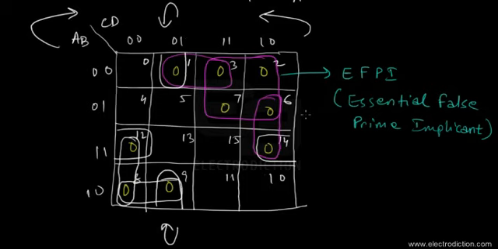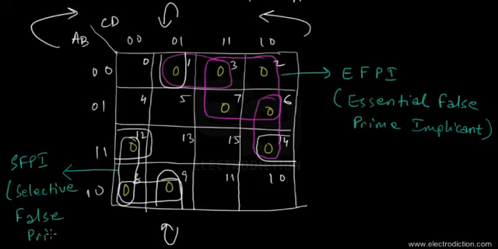Now we can also see that for all the pairs of groups that we have over here, each of their different elements is shared with another element in a separate pair. So all the pairs that we have over here, we will just call SFPI, which means selective false prime implicants. All right, there you go.